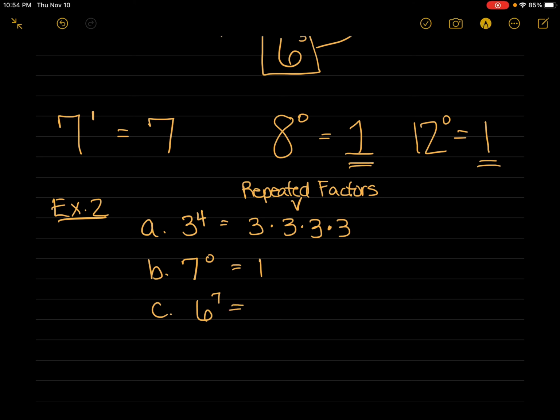And then 6 to the 7th means I'm going to write 6 out 7 times. So I'm going to go 1, 2, 3, 4, 5, 6, 7. And then I'm going to go back and put my times signs in there. If you use X's for your times signs, that's okay on this part. But I just like to tell students, try to get used to writing them with the dots.